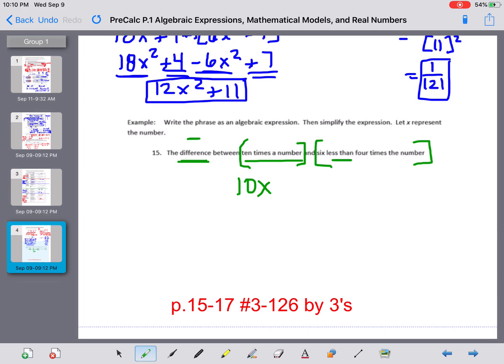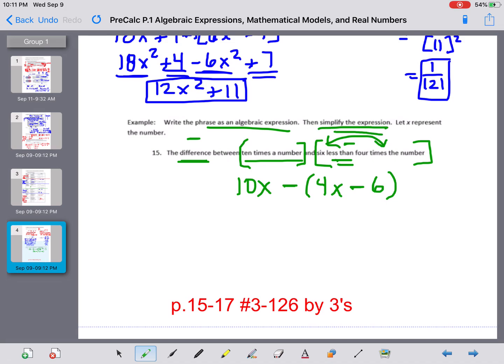Less than, more than, what that does is basically tell us we're going to flip these two things. If it's just less, it's just subtract. Less than means flip them while you subtract. So less than is still subtraction, but 4 times the number is 4x, and it's 6 less than that, so that's going to flip that to the back. So notice I really need those parentheses. It was the difference between 10 times the number and the 6 less than 4 times the number. So I have a subtraction right in there, okay? That's my phrase as an algebraic expression.